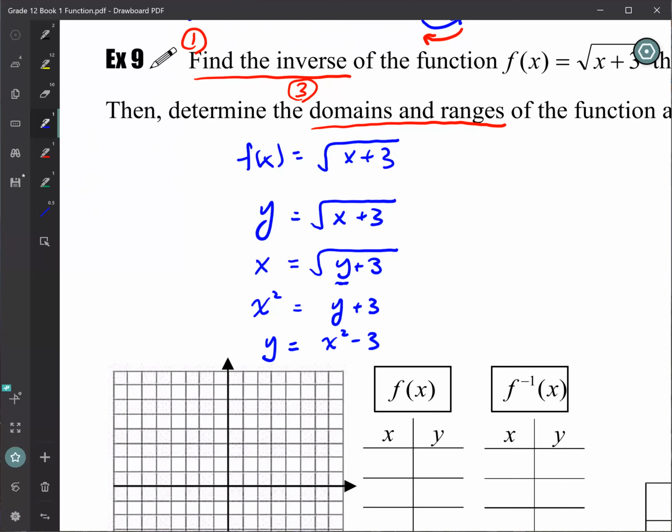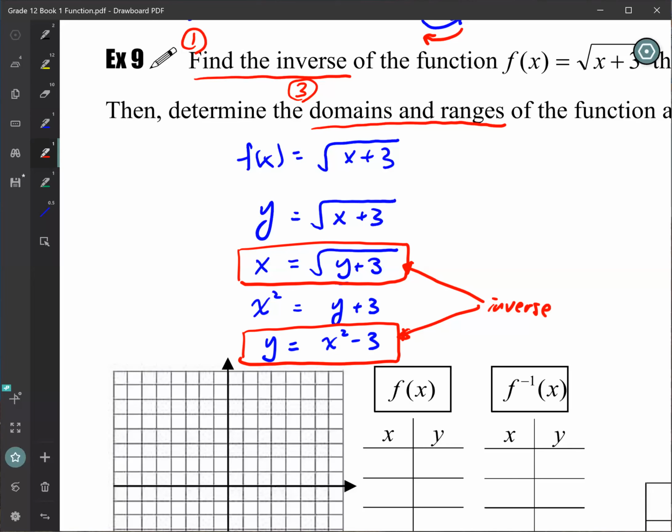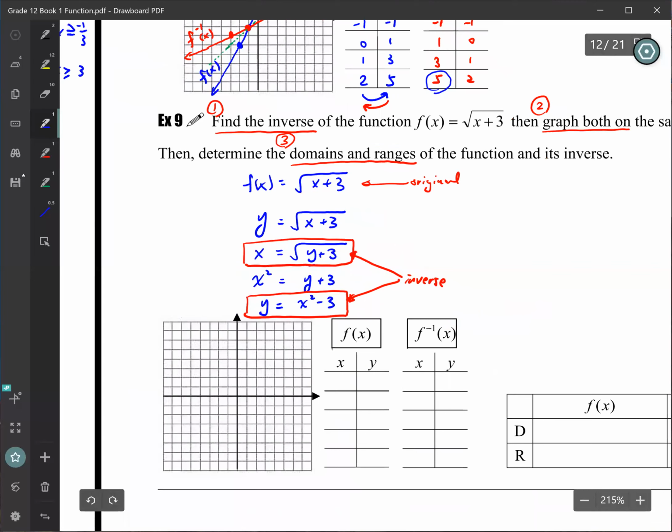So this is our inverse. So the inverse will be either this one or this one. Okay, you just follow the 3 steps, right? So this is the inverse. But in your homework, it's better to write it like that, with the y isolated, okay? And then this one is the original. Okay, and then you will say the inverse is x squared minus 3.